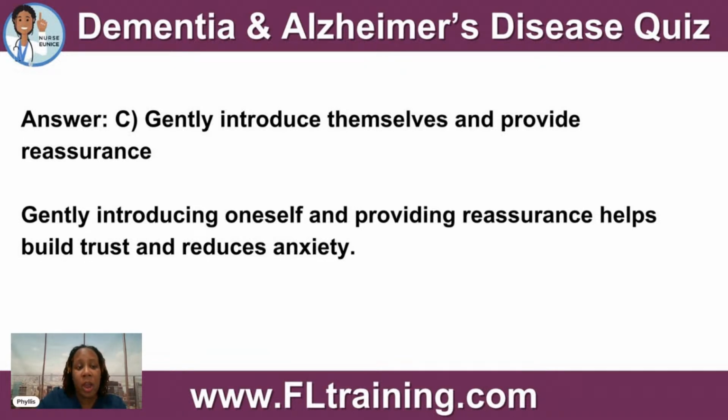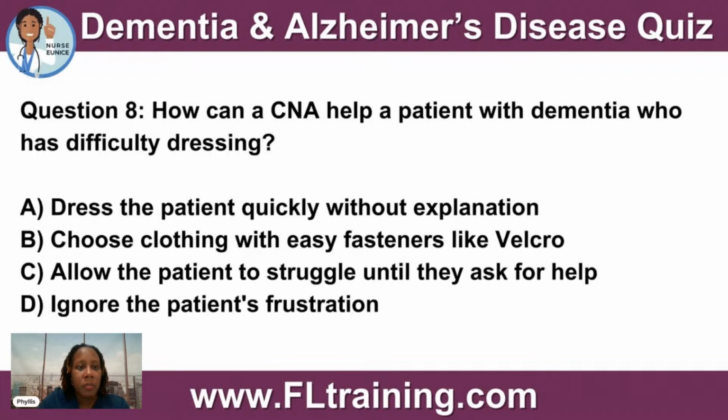All right, moving right along, you guys. You guys are doing good tonight. Next question. How can a CNA help a patient with dementia who has difficulty dressing? Is it A, dress the patient quickly without explanation? B, choose clothing with easy fasteners like Velcro? C, allow the patient to struggle until they ask for help? D, ignore the patient's frustration.